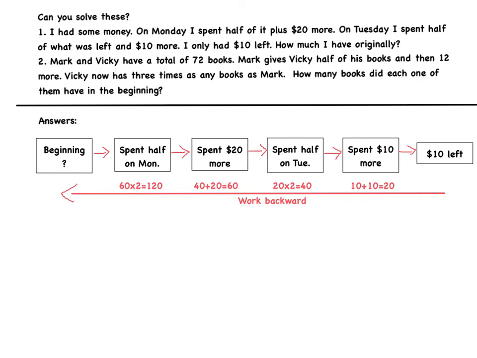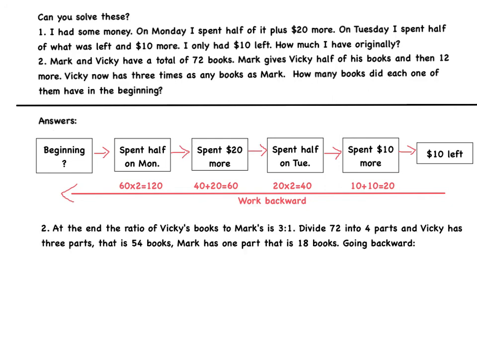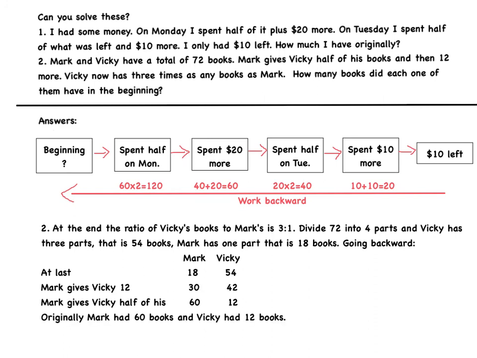And then for the answer to number 2, I just used a chart to show how many books each person had at different stages. And so this is basically the chart that I used to record how many books each person had at different stages.